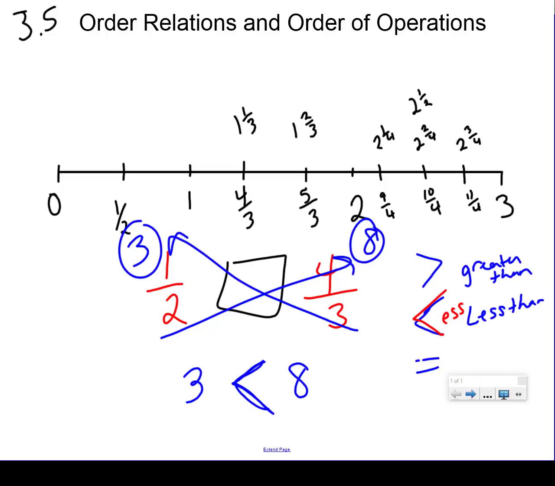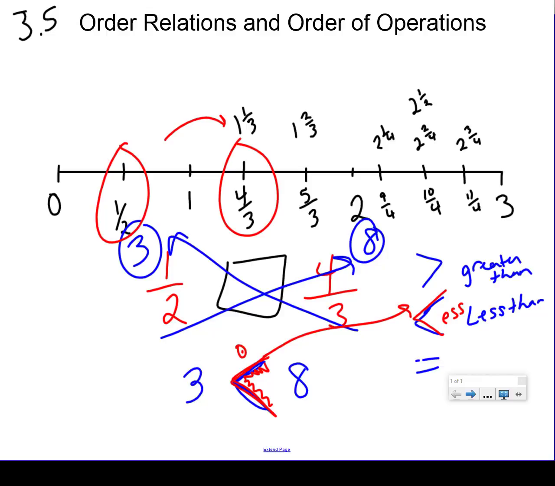How do I know that that symbol goes there when I read it? 3 is less than 8, because less than is the symbol right here. Or from our elementary school days, when I drew the little teeth and the eyeball, the mouth eats that bigger number. See that mouth right there? It's going to eat that bigger number, which is 8. If I didn't know those tricks, I could look back at my number line, here's my 1/2 and here's my 4/3. I told you that anything on the far right side is bigger, and so we would know right then that the symbol goes that direction.